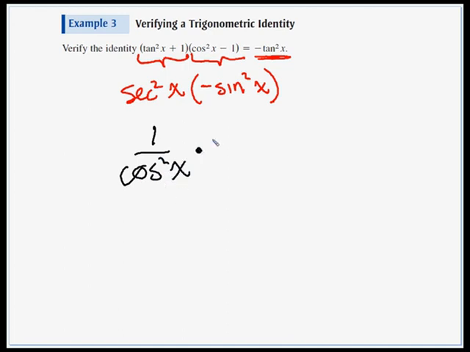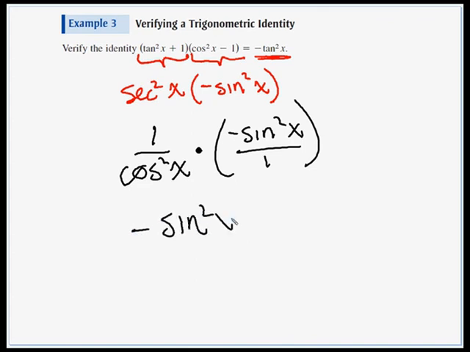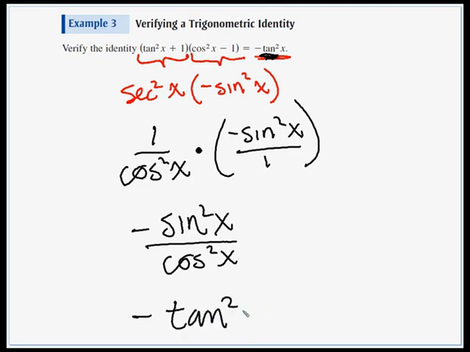And then I'm going to multiply that by, I won't change this at all, negative sine squared over 1. If I multiply straight across, I'll get negative sine squared over cosine squared. Sine squared over cosine squared we can replace with tangent. Negative tangent squared of x. And there we go. Exactly where we wanted to get to.